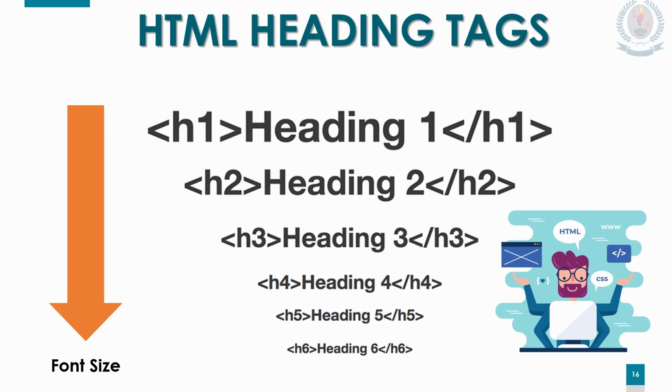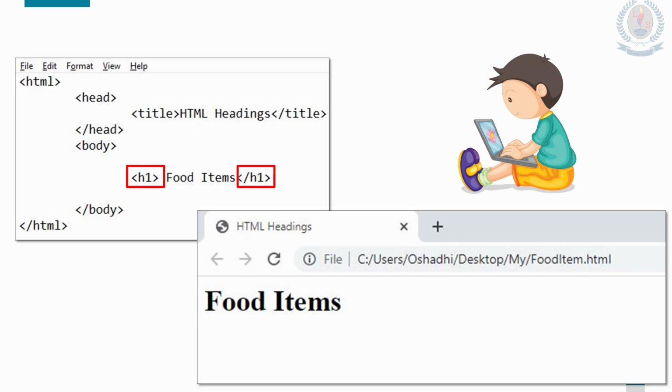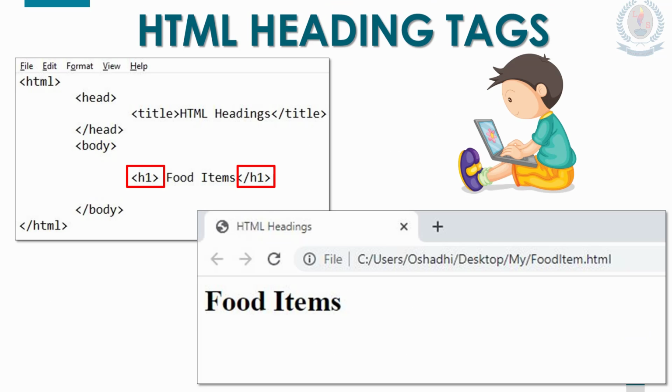And then next, how to use these heading tags. Once you put the body, and even the head, you can mark this H1 as very big, with very big letters. So this is the output. You see that food items with very large fonts.